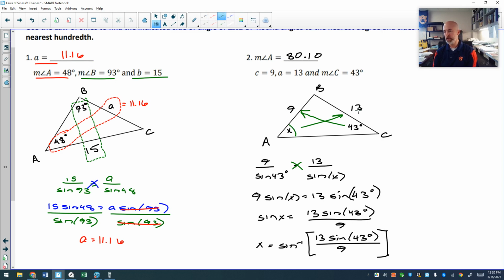And once again, I'm looking at that. Is 80 good? Yes, it is, because 13 is greater than 9. Therefore, this angle opposite 13 should be greater than the angle opposite 9, and it was. So I'm happy with that answer. Okay, moving on with the law of sines.